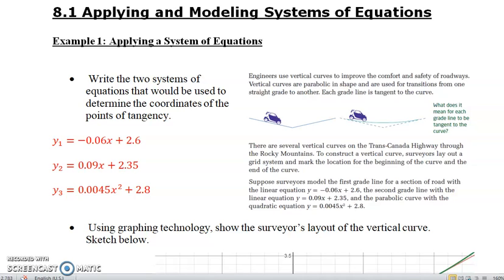Hey everybody, welcome back. Sorry I jumped the gun a bit there. I forgot that we were doing some word problems with 8.1. We're going to apply and model some of the systems of equations based on a word problem.